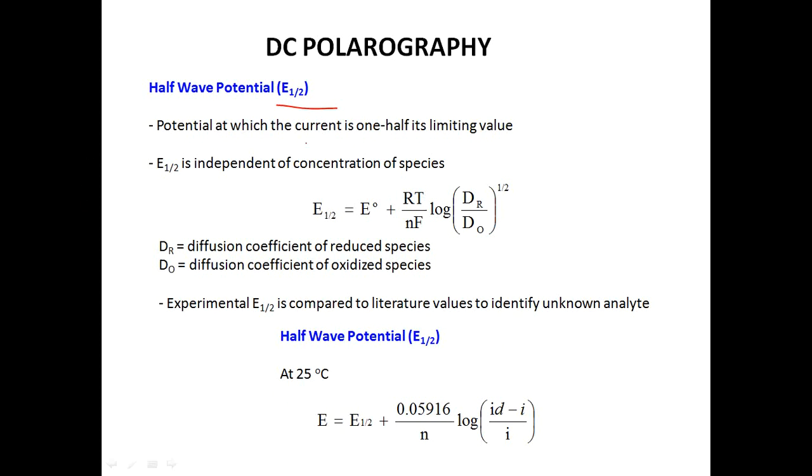potential, that is the potential at which the current is half of its limiting value. This E half is not dependent on the concentration of electroactive species, but independent of it, and that is why it is a characteristic of each electroactive species. Every electroactive species will have its specific unique E half value. We have seen the equation related to E half, where E half is equal to E naught plus RT by nF log Dr by Do, where Dr is the diffusion coefficient of the reduced species and Do is the diffusion coefficient of the oxidized species. So all these things we have seen already in the previous video.